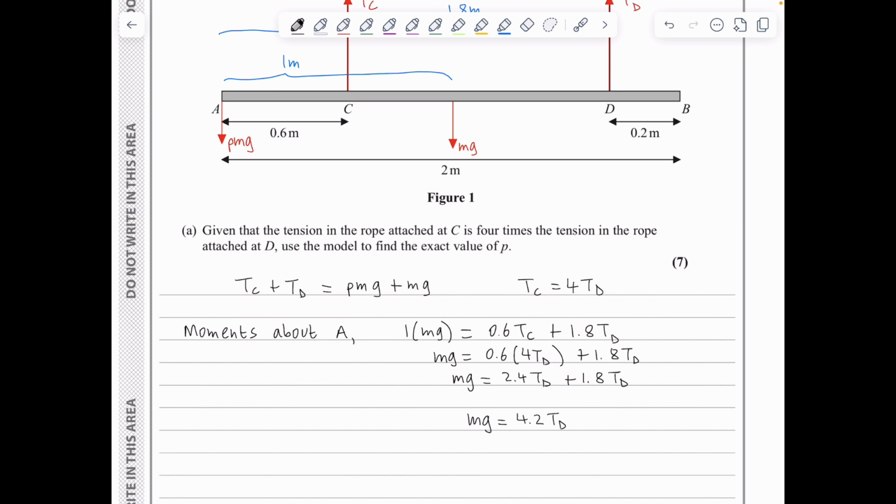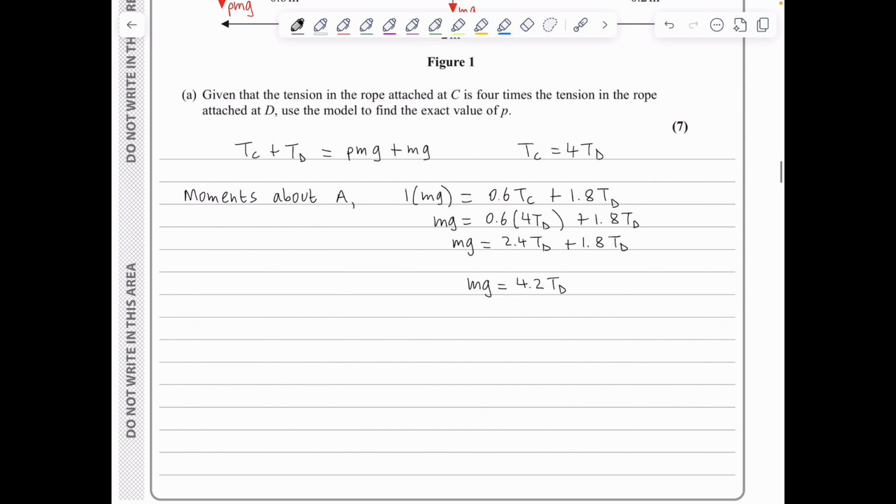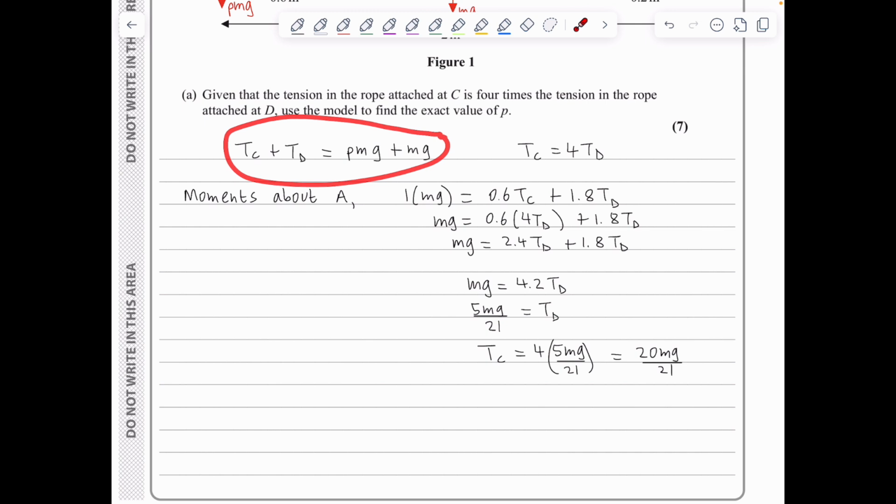Well, I will divide both sides by 4.2, leading to 5 mg over 21 is equal to TD. So I will proceed in finding TC. So TC is equal to 4 times TD, which is 5 mg over 21, which means that TC is equal to 20 mg over 21. So I've got both the tension at C and the tension at D. I will be substituting into this equation here, and I will be solving for P.